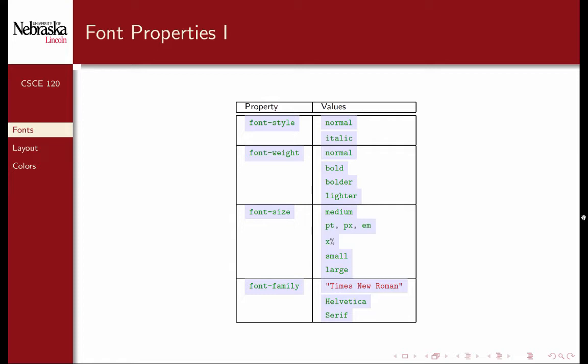A style is simply whether or not you want font to display normally or italicized. The weight specifies whether or not the font is bold, or you can even make it lighter than usual. The font size specifies how large the font should be. You can use various values for this. And the font family specifies the type of font. For example, Times New Roman, Helvetica, or a generic serif font.